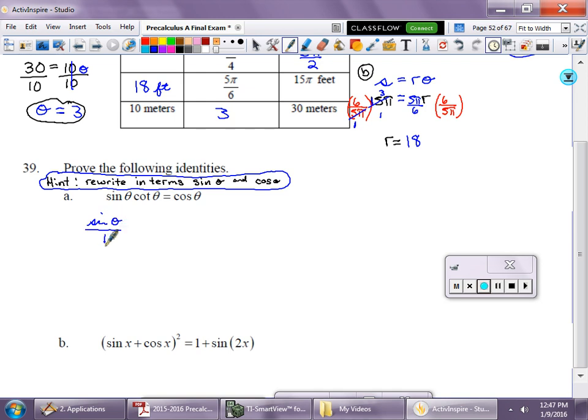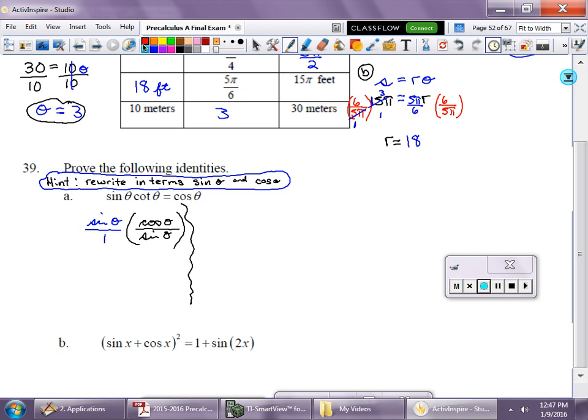times cotangent. Now these are quotient identities. You should have them in your room. Cotangent is x over y. X is cosine, y is sine. Now your goal is to only work with one side. So what you're trying to do is just solve the left side. In the end, we need to get cosine squared, or excuse me, cosine. So we're just working here.